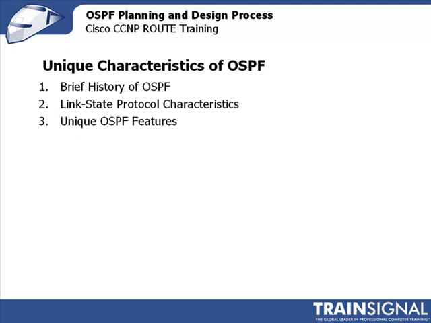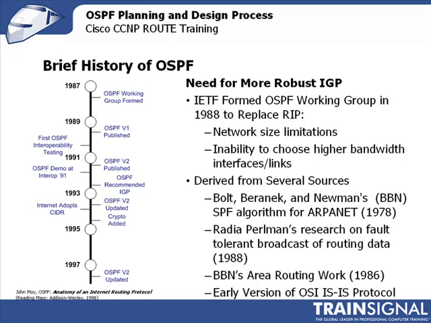Now, to consider the characteristics of OSPF, we want to look a little bit at its history, some characteristics of link state protocols in general, and then finally some unique features of OSPF. From a historical perspective, OSPF actually began with the formation of the OSPF working group by the Internet Engineering Task Force in 1988. It was plain that there were limitations to RIP, and it needed to be replaced with something more robust. And that was due to the network size limitations, RIP having a hop count of 15, and the inability to choose higher bandwidth, essentially better interfaces or links.